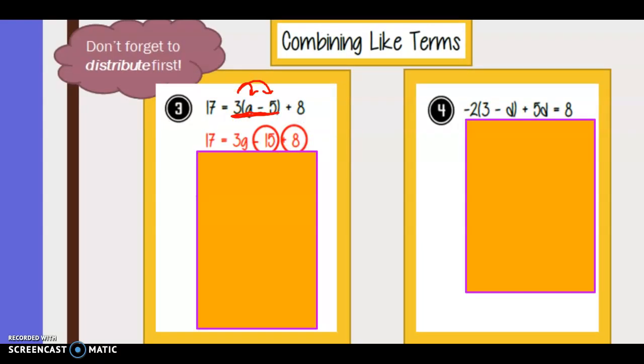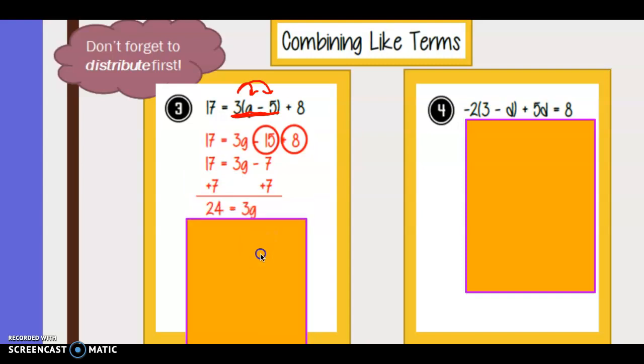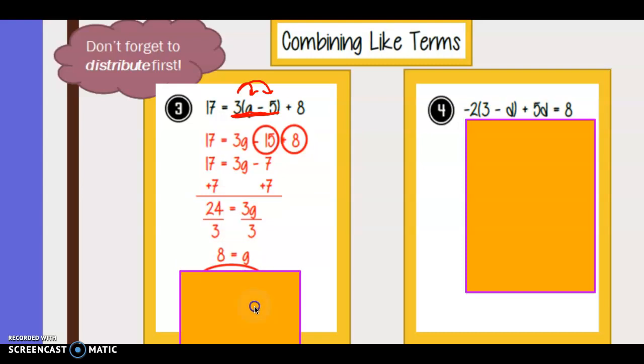Then you need to combine like terms. That negative 15 plus 8, you can combine those numbers normally. That gives you a negative 7. Now you have a two-step equation, so you should add 7 to both sides. You get 3g equals 24. Divide both sides by 3, and you get g equals 8. So there's your answer. Hopefully you did okay on that one.